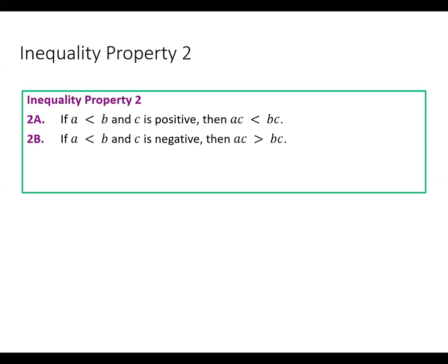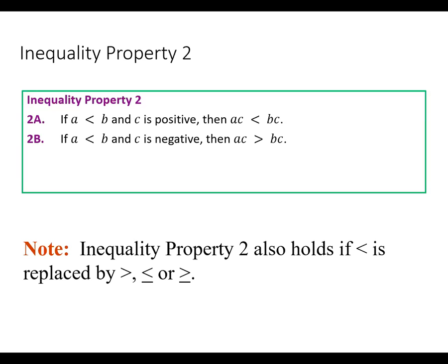The second property says that if A is less than B and C is positive, then if I multiply both sides by that value, the inequality stays the exact same. This says multiply, but we can also say divide, because dividing by 2 is the same as multiplying by 1/2. Now, the second part of the property says if A is less than B and C is negative, then the inequality flips, and that's because we're basically flipping the number line. So AC will now be greater than BC. Again, this holds no matter what the inequality is: less than, greater than, less than or equal to, or greater than or equal to.